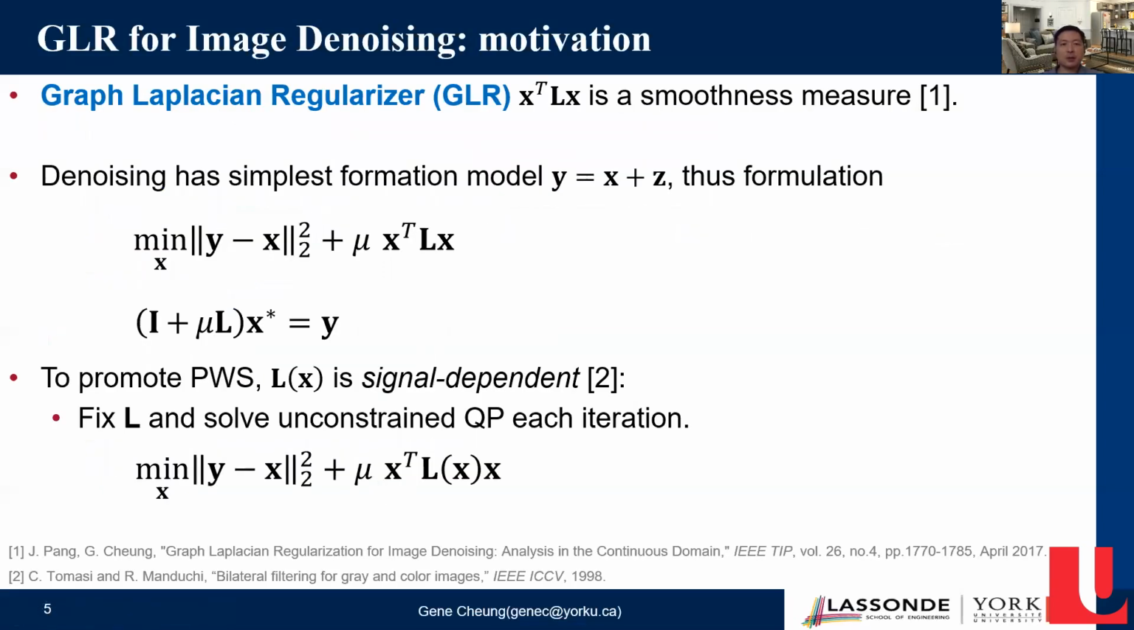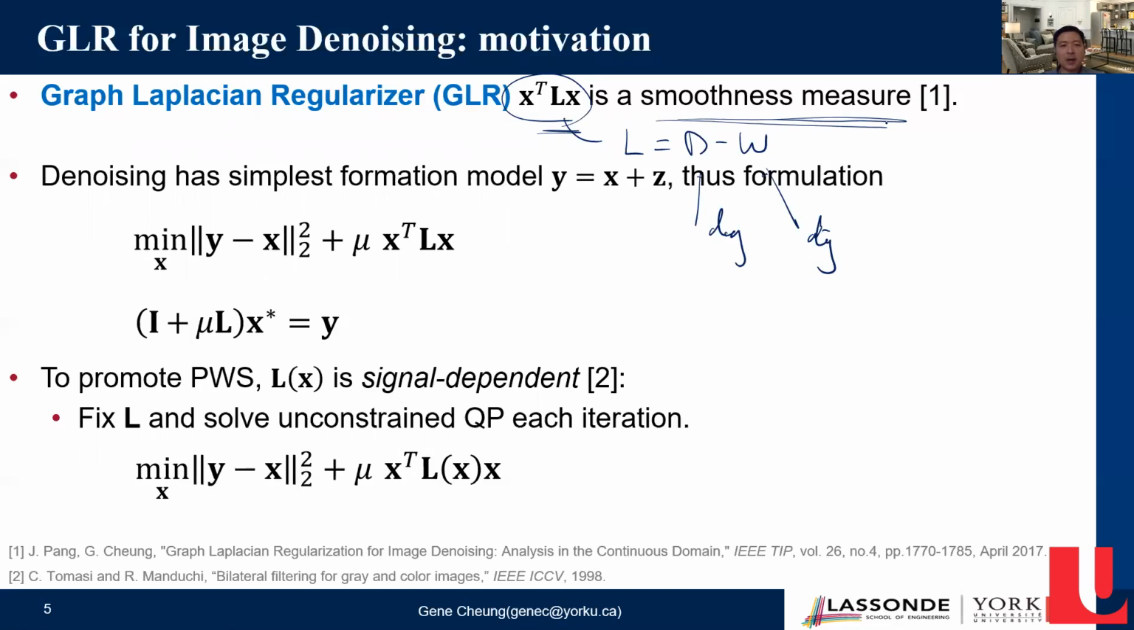So Yuichi has talked about GLR in the first tutorial already, but let me just have a quick review. So GLR is X transpose LX. So given you have a graph Laplacian matrix, L equals to D minus W, where this is the degree matrix, and this is the adjacency matrix. If you say, I want to minimize X transpose LX, you're essentially saying the signal should be smooth with respect to the graph that you have defined. So this is certainly a smoothness measure.